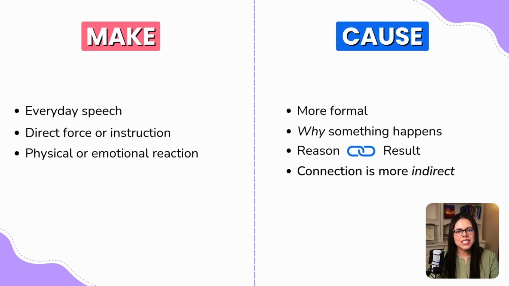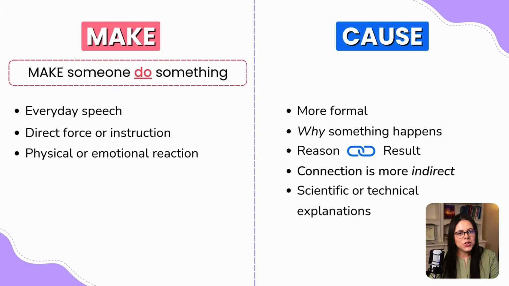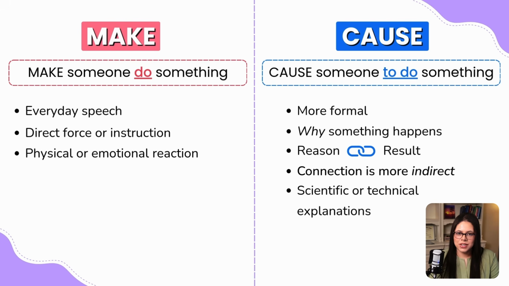And this connection is typically more indirect. Cause is usually better for explanations that are more scientific or technical. And most importantly, these verbs have different sentence structures. With make, we use the base verb after the object, but with cause, we use the infinitive with to. Cause someone to do something.